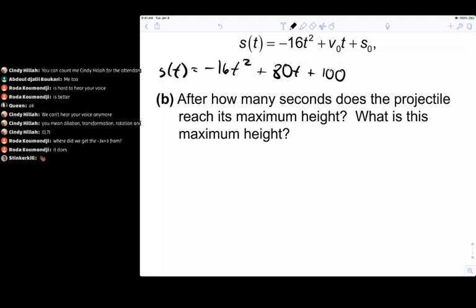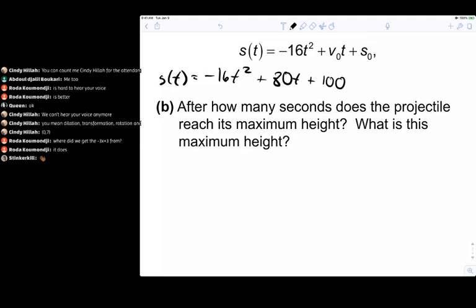So after how many seconds does the projectile reach its maximum height? Okay, so if we look at our formula, we have this t squared. The highest exponent is a 2, right? So that means it's going to be a quadratic. And notice that the leading coefficient is negative. So that means the parabola opens downward. So if we have a parabola that opens downward, something like this, does this have a maximum value or a minimum value? Notice, if it's opening downward, that means those legs go down to negative infinity, and we never reach negative infinity. But there is a maximum value, right? It occurs at the vertex, right?